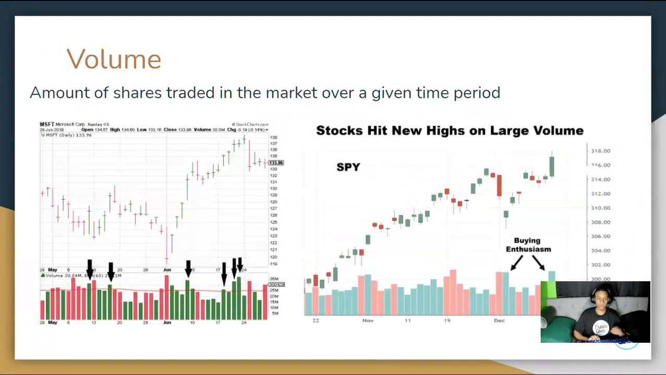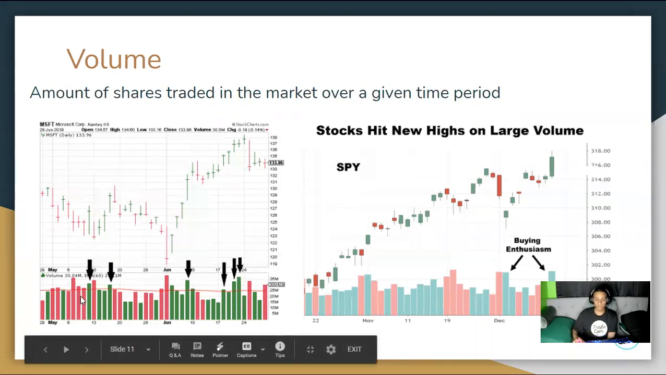So volume is the amount of shares traded in the market over a given period of time. You can see here, volume bars are usually on the lower end of your chart. This is the volume average indicator right here. Buying enthusiasm: when you see volume bars getting pretty high, that indicates there's a lot of activity in a stock. I like to watch a volume average line. So this tells me if this is normal volume for a stock or if it's above normal.